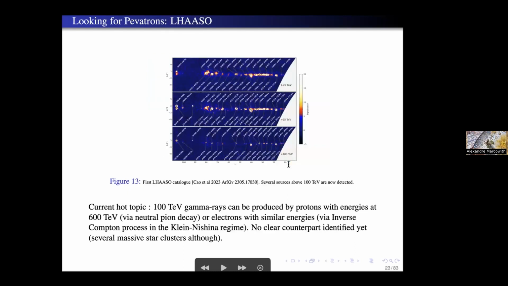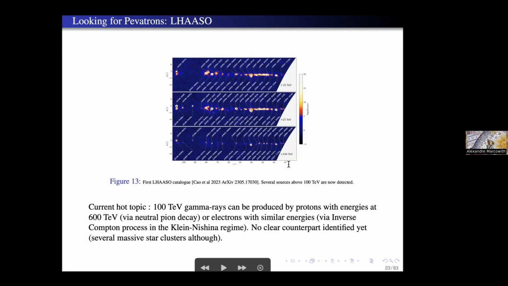So the game actually in the high energy community, just for information, it's nothing to do with ISM dynamics, is to find some PeVatrons, so the extreme objects accelerating cosmic rays up to 10^15 electron volts. And we have recently in China the LHAASO observatory, which is on the ground, which now has released its first catalog.